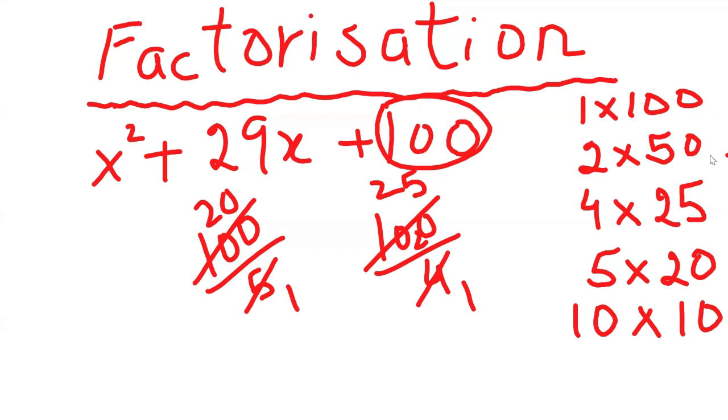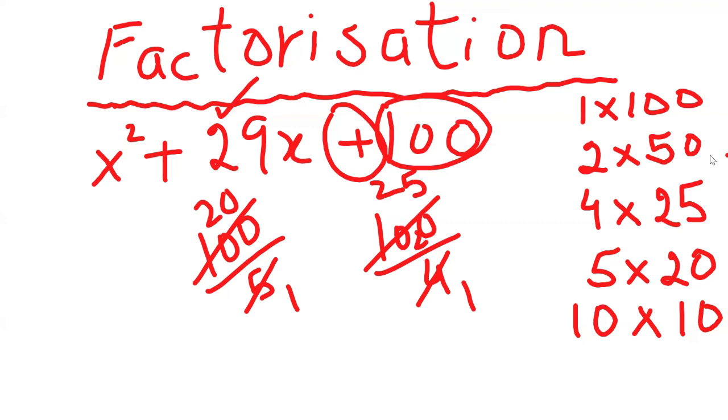Now you have to select any one, and you have to select like this, adding them. How do I know it's adding? Because this is the plus sign. Plus sign is showing us you have to add the two factors and you have to get 29. 29 is the middle term, right? So you have to select the correct choice.